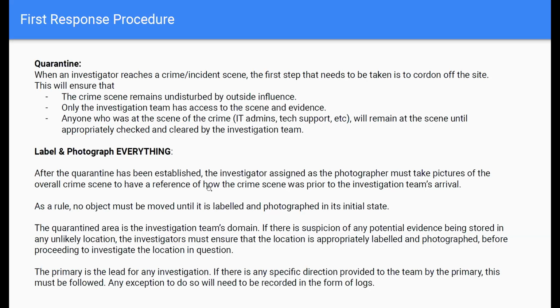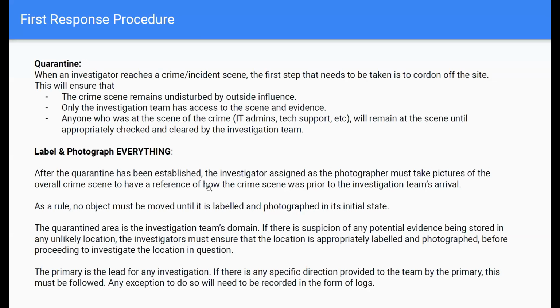Any information that you can get is helpful to your investigation. Next one is label and photograph everything. After the quarantine's established, the first thing that needs to be done, even before you talk to anybody, any witnesses, get testaments and all that, is take a photograph. Just make sure that you have a picture of the initial state of the crime scene.